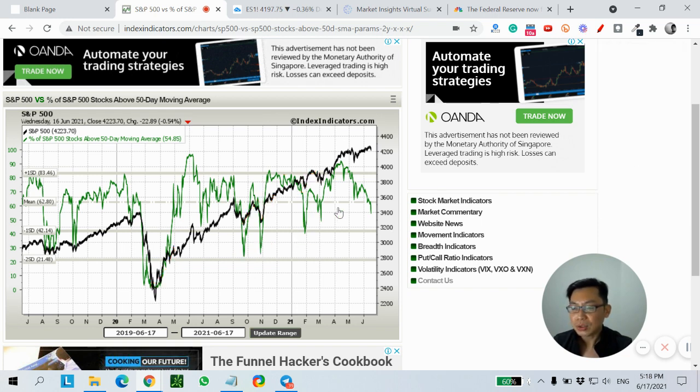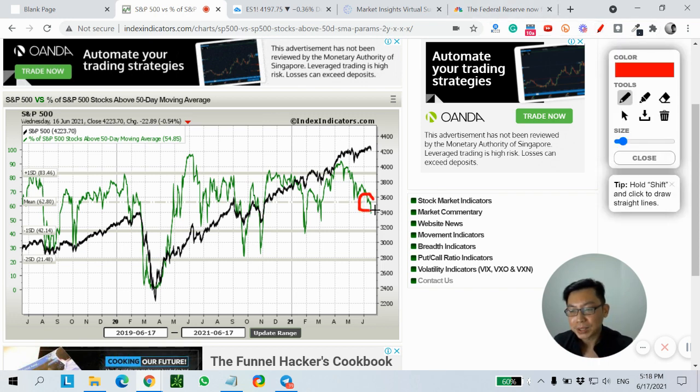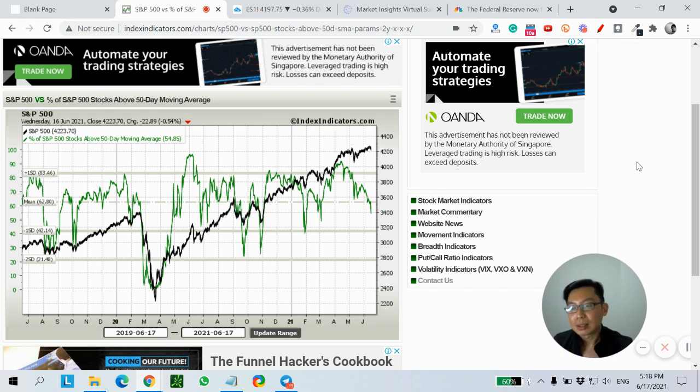Right now, we are in a middle ground. It's not really very high nor very low. But what I want you to take note of is that there's this thing called divergence. I'm not sure whether you guys can see over here.